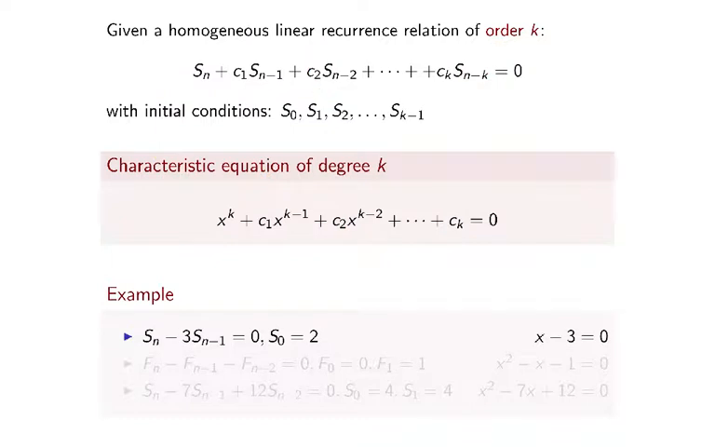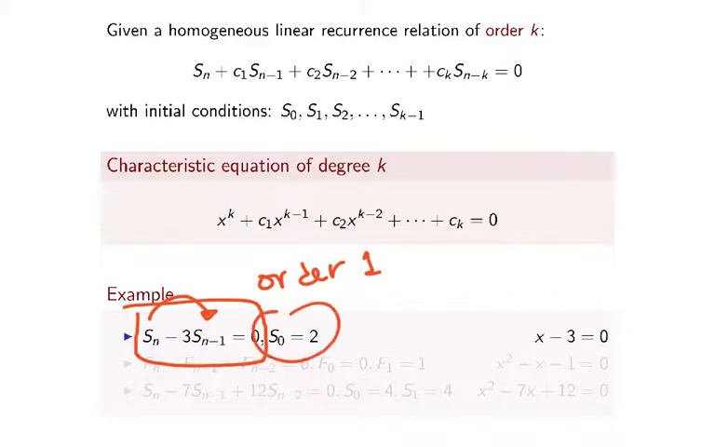For example, let's take the first of the relations that we were working with. This one is already written here as a homogeneous relation, I mean, everything is on one side. So let's take this relation and try to write the characteristic equation. First of all, this was order 1, right? That means that Sn is in function of only the previous one. Or you can also say it has one initial condition.